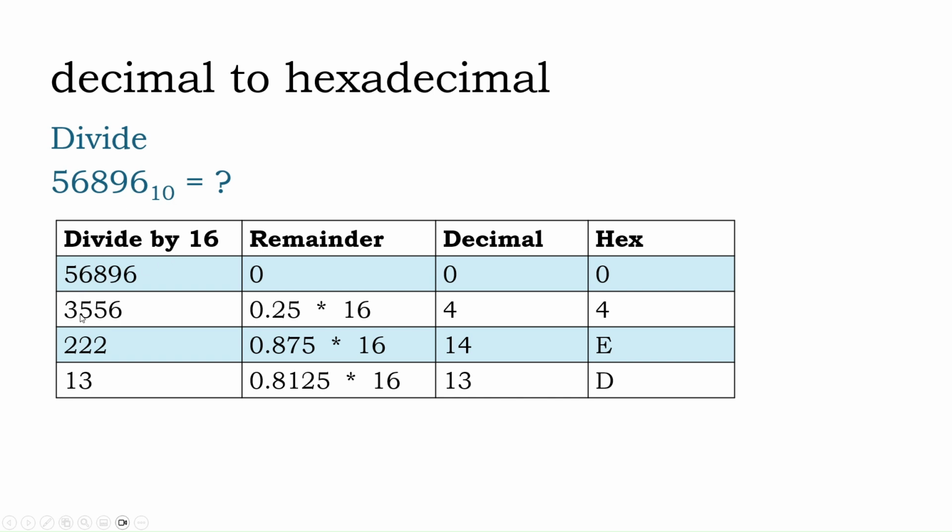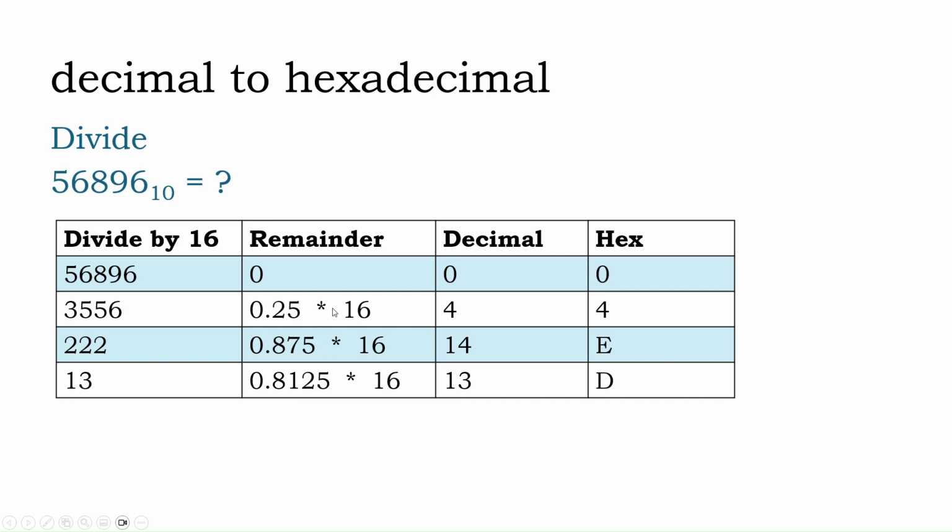When we divide it by 16, we get 3556 with a remainder of 0. Divide that by 16, you get 222 with a remainder of 0.25. Divide this by 16, you get 13 with the remainder of 0.875. And then when you divide 13 by 16, you get this decimal 0.8125.